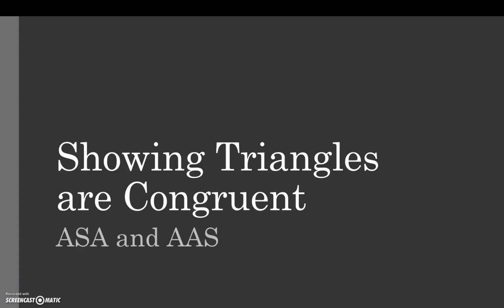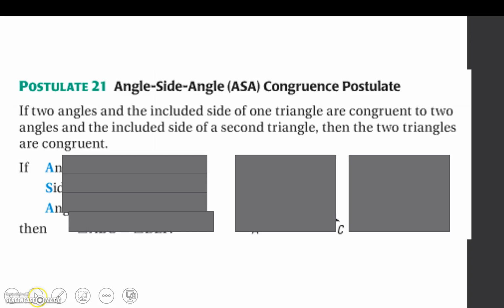This one is a continuation of the last couple that we have been doing. We are further showing that triangles are congruent to each other. We have two new theorems, which are ASA and AAS. So let's go ahead and jump right into it.